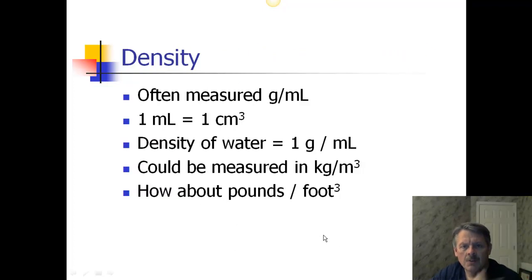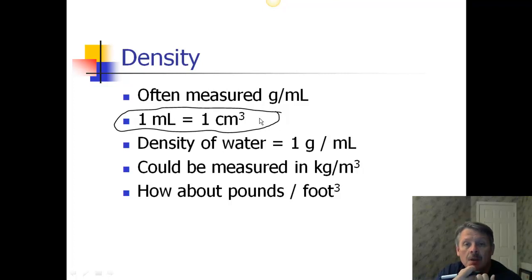Now, just a refresher on density. Remember that density is often measured in grams per milliliter, and there's a conversion factor that you should be aware of: 1 milliliter is the same as 1 cubic centimeter. How big is a cubic centimeter? Well, it's about the size of my little fingernail 3 times. So it goes one this way, and one this way, and one that way. So we have a little box made up of little fingernails, and it's 1 cubic centimeter in size, approximately. And that is 1 milliliter. So what's the density of water? Well, the density of water is 1 gram of water takes up 1 milliliter. So that is the density of water.